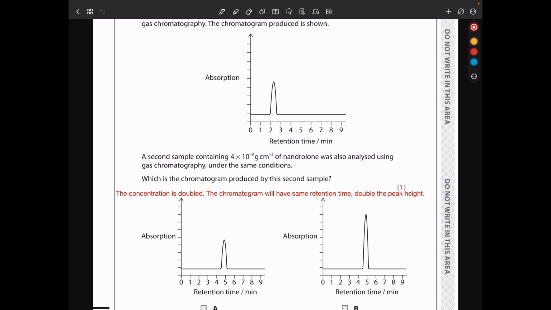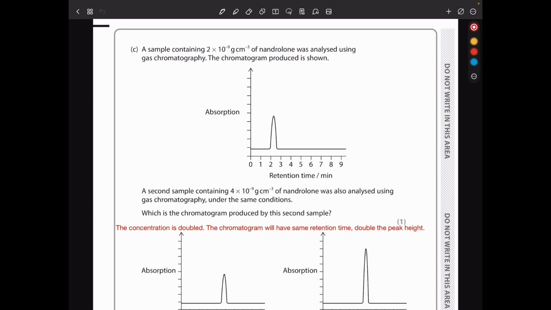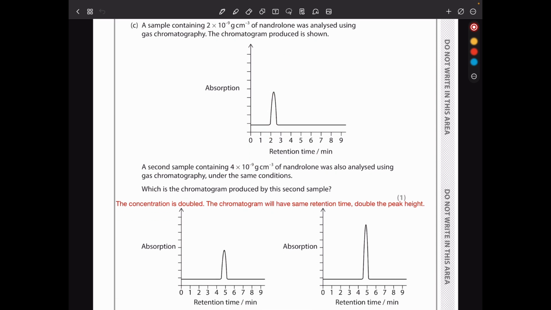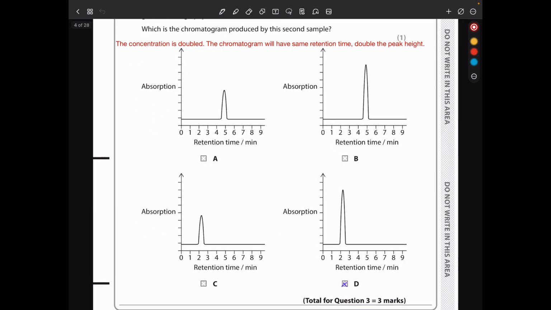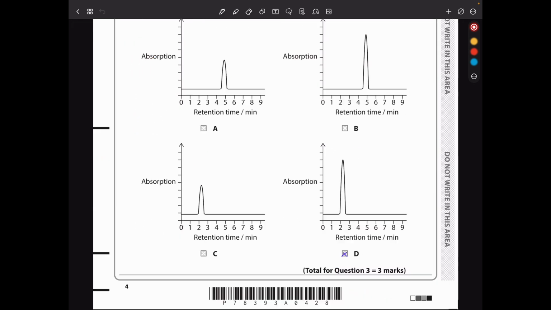Since we have the same solvent, this is going to be at the same retention time, but the concentration is doubled from that to that, so the peak is going to be higher, or twice the original peak, and that's why D is going to be our answer.